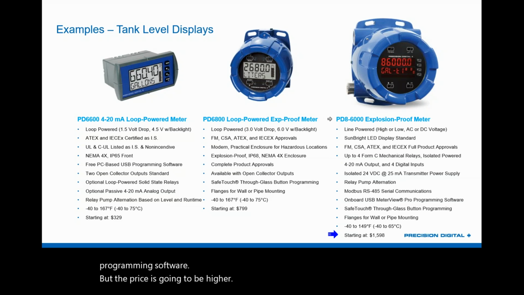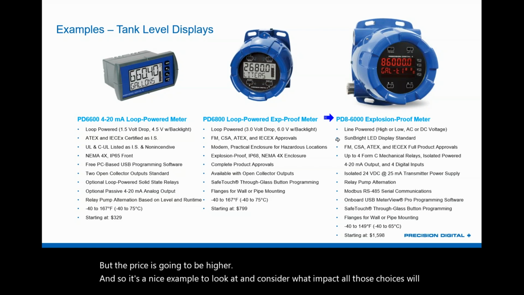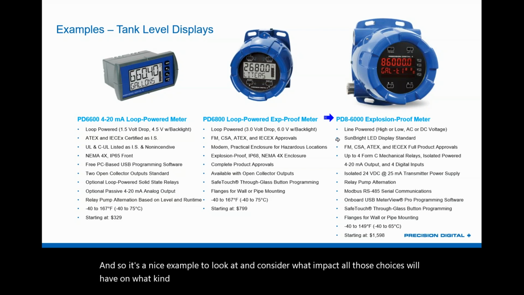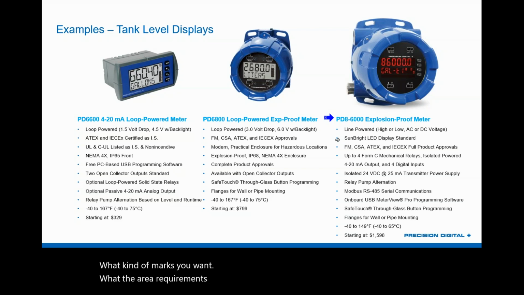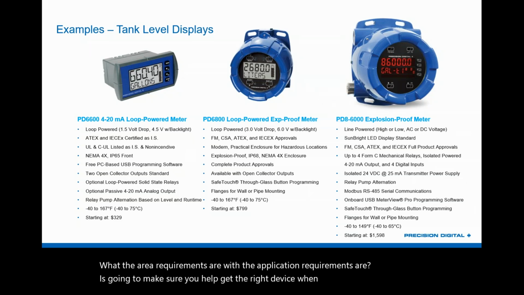And so it's a nice example to look at and consider what impact all those choices will have on what kind of equipment you choose. What kind of marks you want, what the area requirements are, what the application requirements are, is going to help you get the right device when you're trying to specify this equipment.